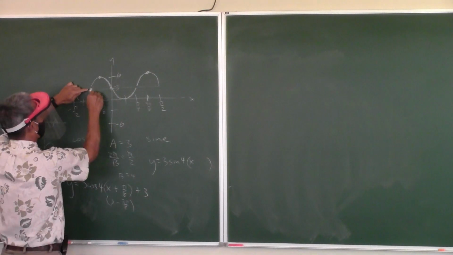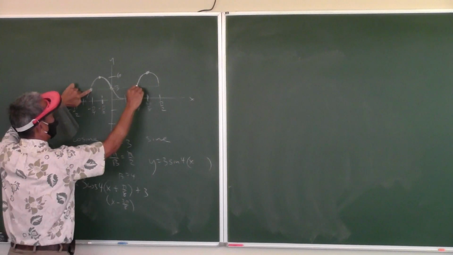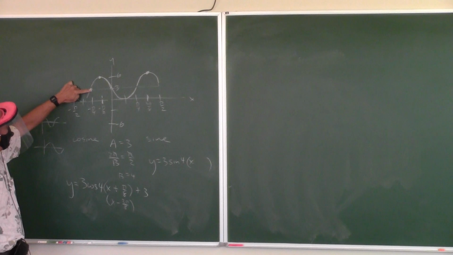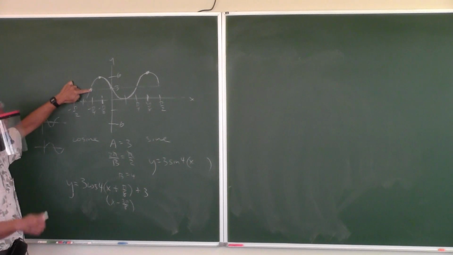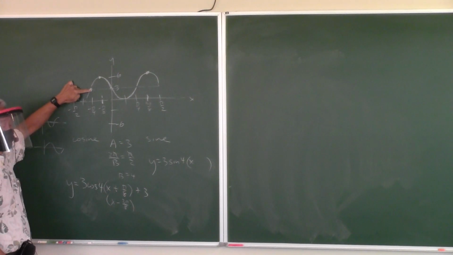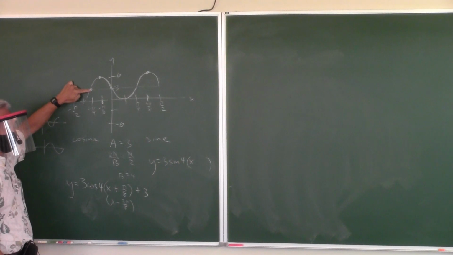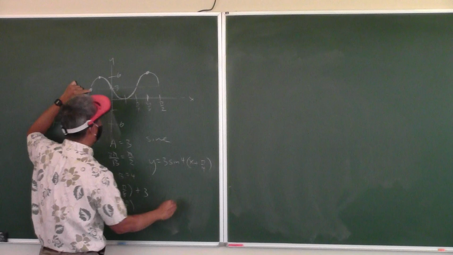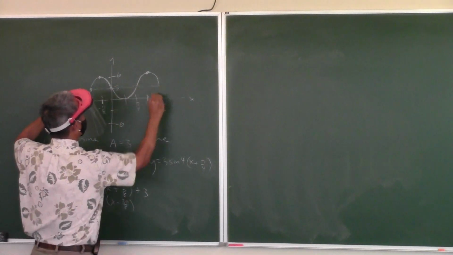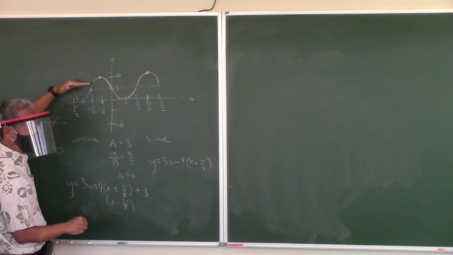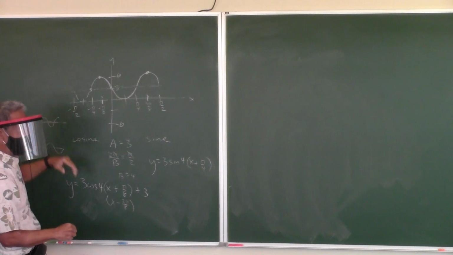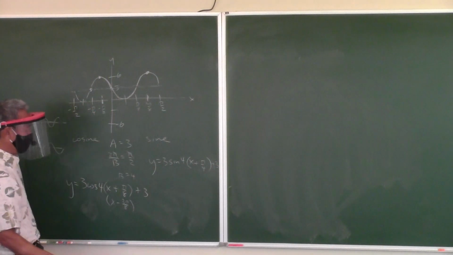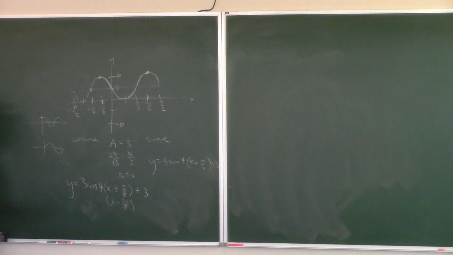Okay, the left one. So the sine graph starts right there, right? It makes one cycle like this. So that means I have to shift it pi over 4 to the left. How do you shift a graph pi over 4 to the left? Plus pi over 4. And then same thing, look at the midline is over here, so don't you have to shift it 3 up? How do you translate 3 up? Plus 3.